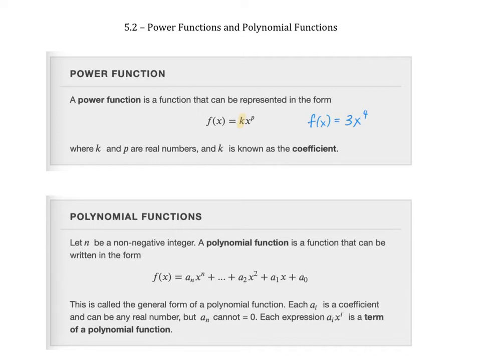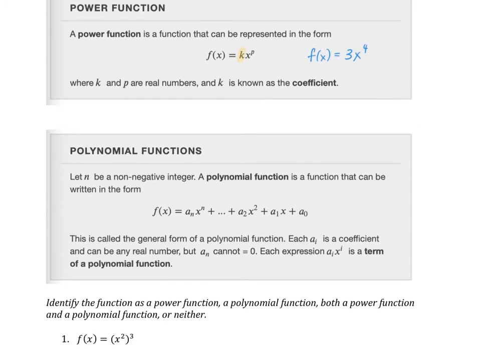A polynomial function looks like this, f of x. N is a non-negative integer, so that's important. It's a non-negative integer, so it can be 0 or a positive number. A polynomial function is a function that can be written in the form of f of x. This is called the general form of a polynomial function. Each a sub i is a coefficient, so that's the number in front, and it can be any real number, but a sub n cannot be 0. Each expression is a term of a polynomial function.